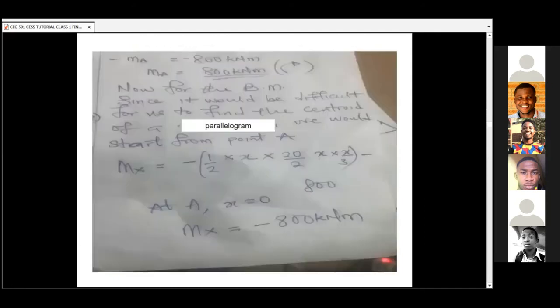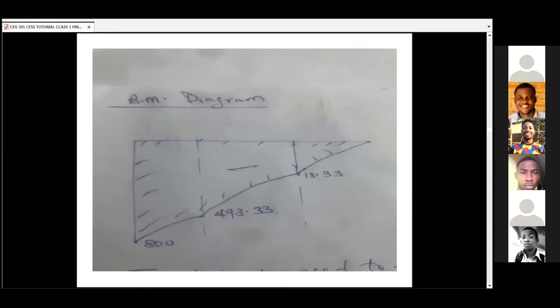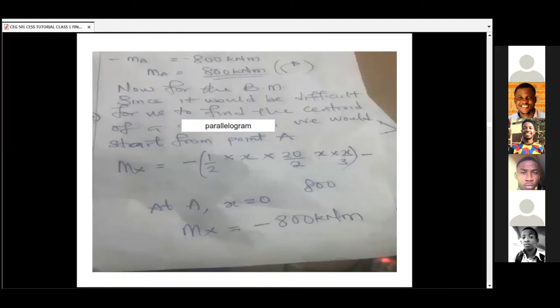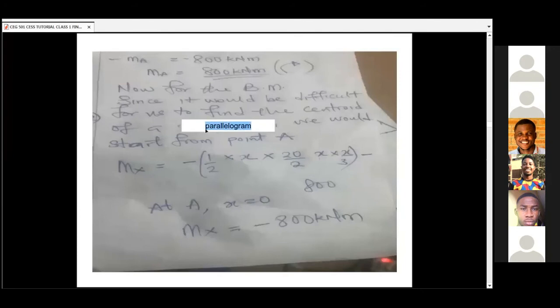Okay, so if we are considering, the issue now would be getting the bending moment to point A. And there will be a problem because of finding the centroid of, oh, this is a mistake. It should be a trapezium. I don't know what is appearing. Now, if we are to get the centroid of a trapezium, it will be quite difficult, except if there is someone that can help us with the easiest method.